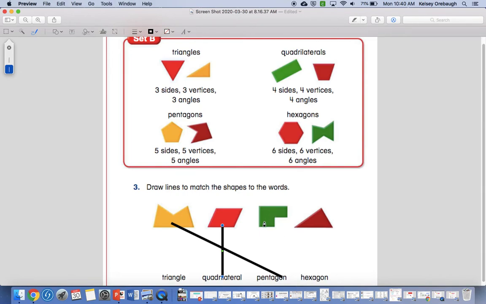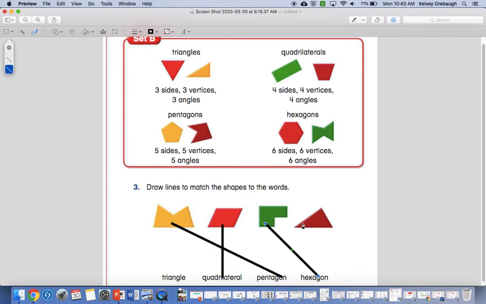All right, next shape. Count the sides. 1, 2, 3, 4, 5, 6. 6 sides, 6 vertices, and 6 angles inside the shape, inside the vertices. Those are called angles. What do we call a 6-sided shape? Look up here, hexagon.